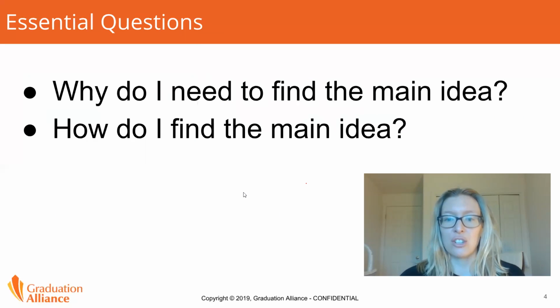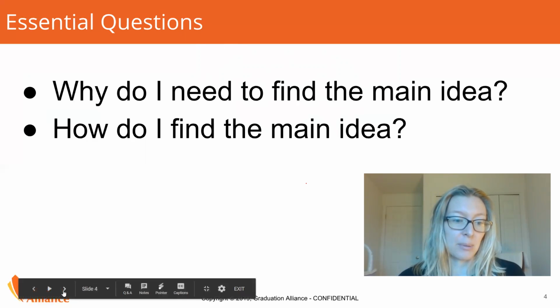So these are essential questions that I hope you'll understand after the lesson. Why do I need to find the main idea? And how do I find the main idea? We've already talked about why. I'm going to explain that a little bit more.